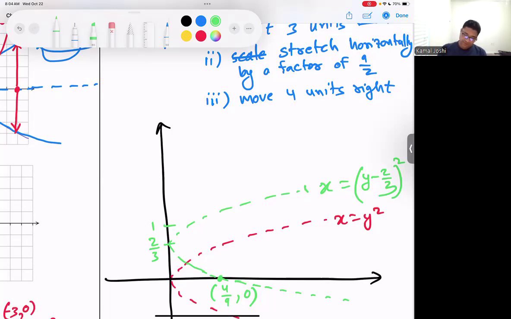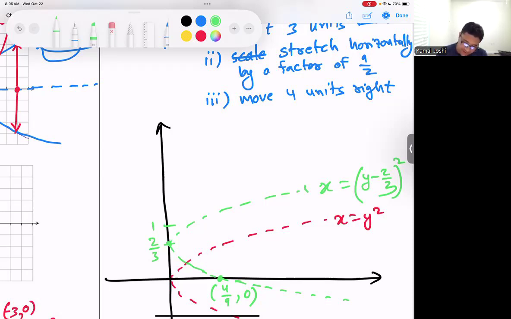And when y is 0, once again, sorry, what am I saying? When y is 0, x is 4/9. And when x is 0, you have y minus 2/3 whole squared equal to 0. So y equals 2/3. Yes. Okay, that's right. So you have the x-intercept and the y-intercept here. Okay, that would be the intermediate step.